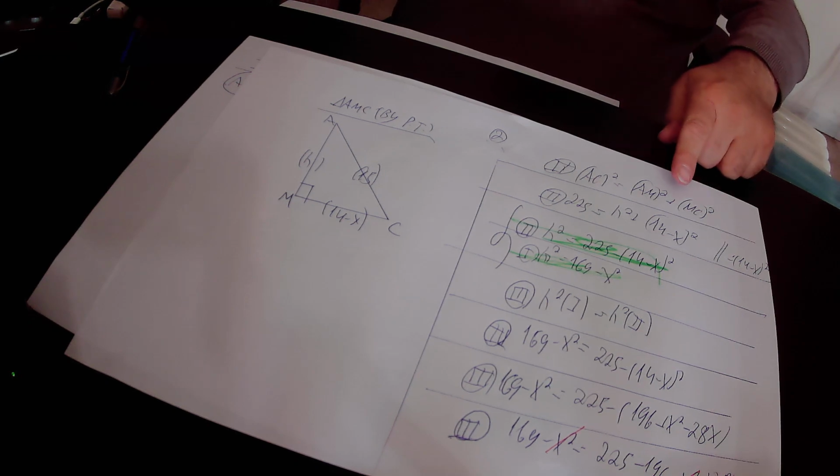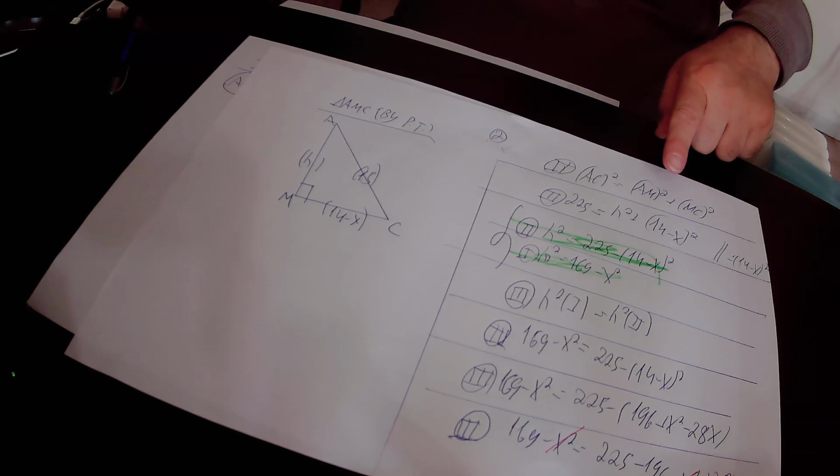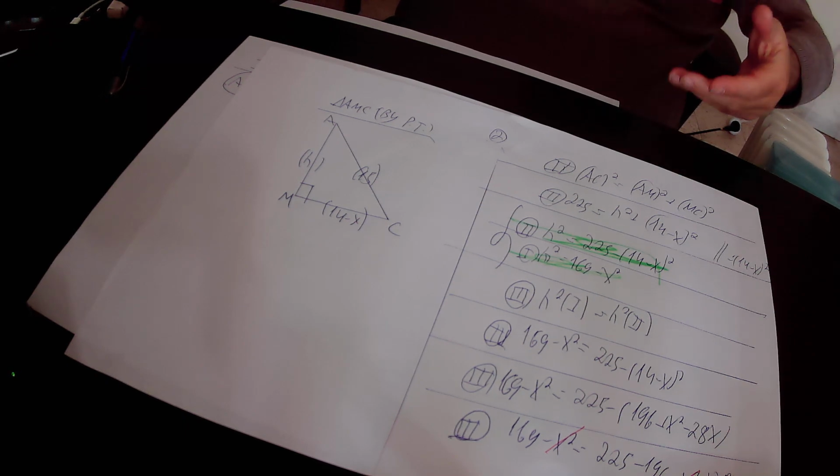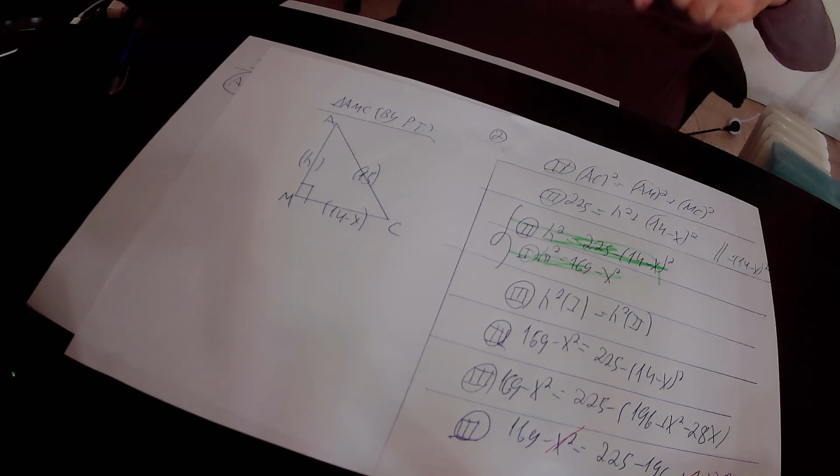Here we subtract the (14 minus X) square from this equation number 2, and finally found out that according to equation number 2, H square equals 225 minus (14 minus X) square. This is according to equation number 2, while according to equation number 1, we have already found out that H square equals 169 minus X square. So we have two different equations for H square.